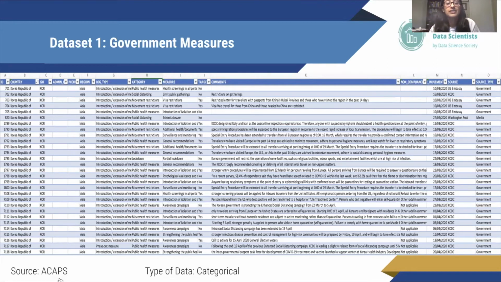So government lockdown measures are an essential component to our study because we are discussing the impact of specific lockdown measures on the spread of COVID-19 cases.